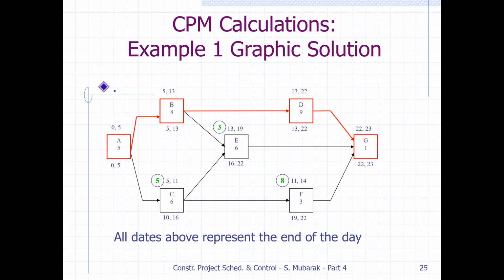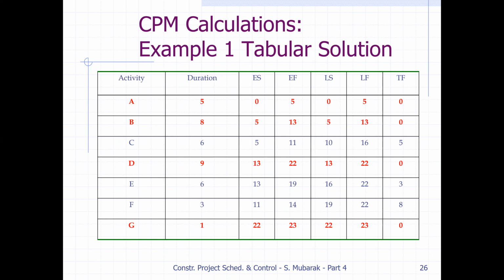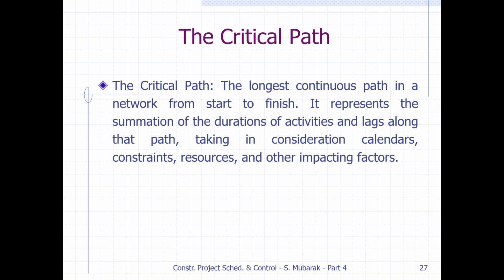Now we know that those activities in the previous diagram, like activities A, B, D, G, they are critical activities. So we will talk a little bit more about the critical path. A critical path is the longest continuous path in a network from start to finish. It represents the summation of the duration of activities and lags along that path, taking into consideration calendars, constraints, resources, and other impacting factors. The constraints and these things we will discuss later, but it's the longest path. It is the shortest way to get the project done.